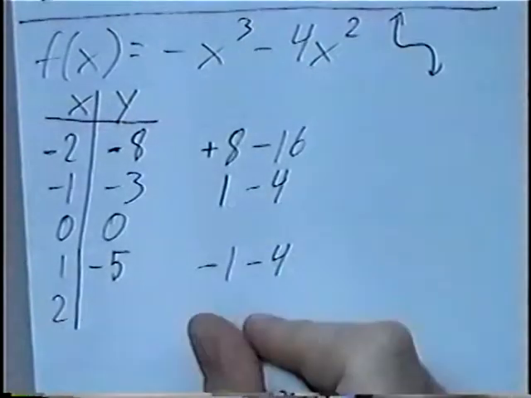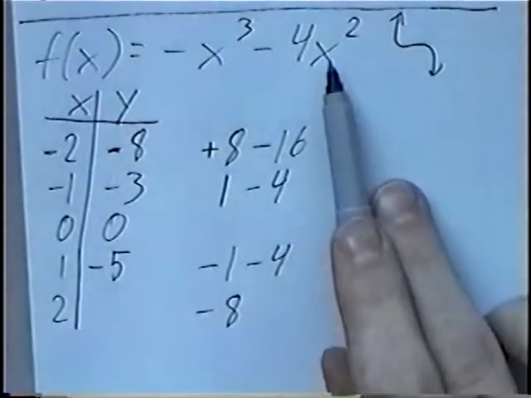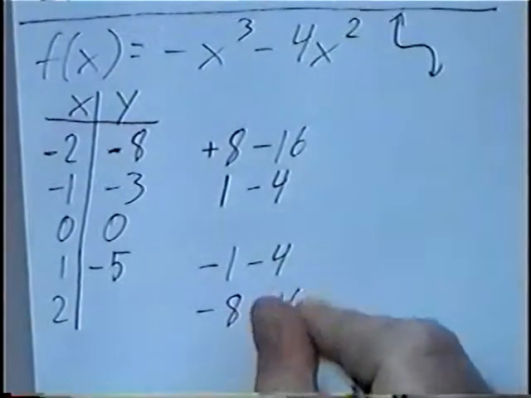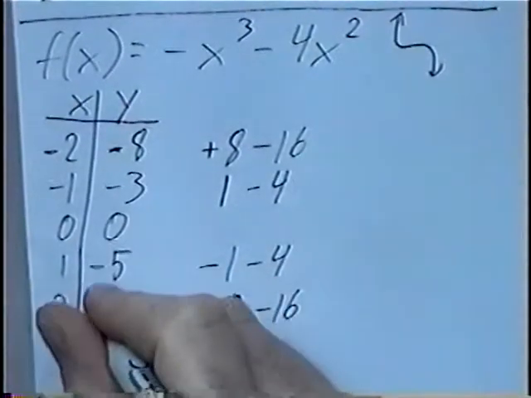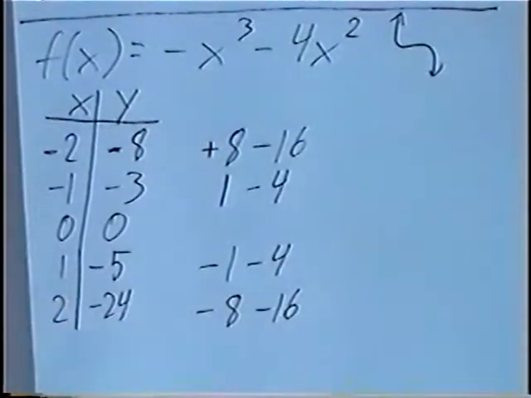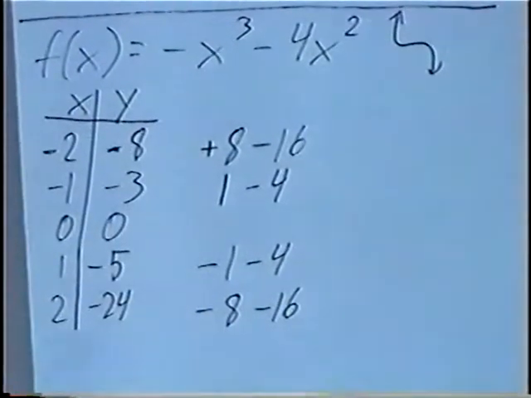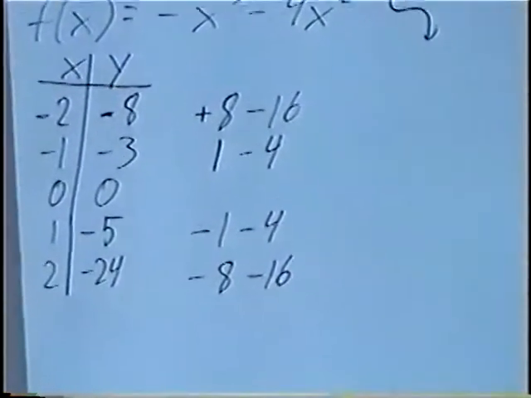And 2 cubed is 8. With the negative outside, we'll have -8. And 2 squared is 4. 4 times a -4 is -16. -8 minus 16 would be -24. So taking the 5 y values that we have, we can graph those and add more as needed depending on the shape of the graph.